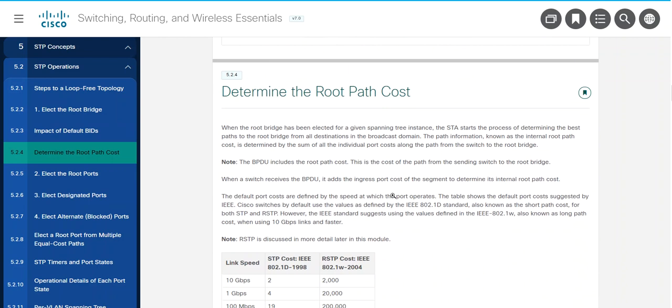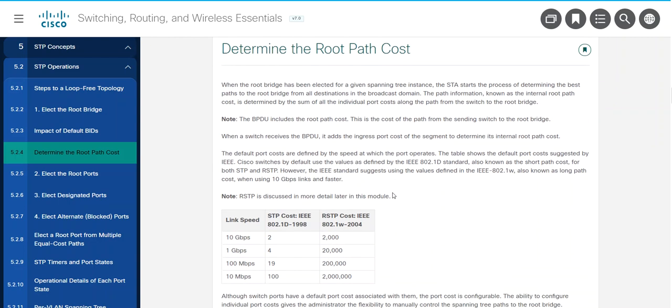So now that step 1, we know which one is our root bridge, you're going to determine the root path cost. So what is the root path cost? That's the cost of the path from the switch that is sending the BPDU to the root bridge. So from the sending switch to the root bridge, what is the cost? Well, that's based on your link speed.